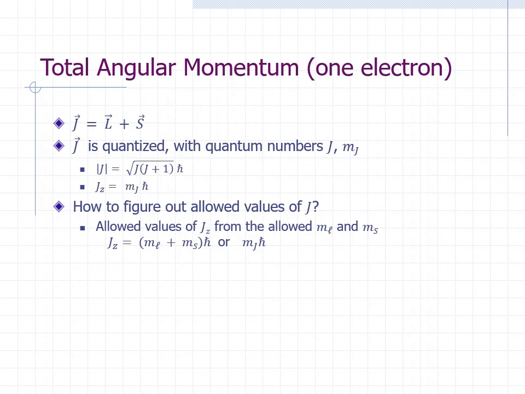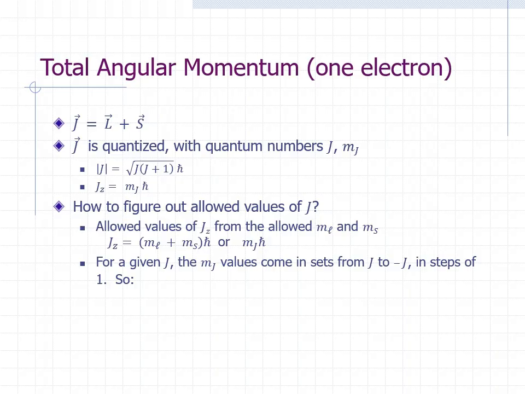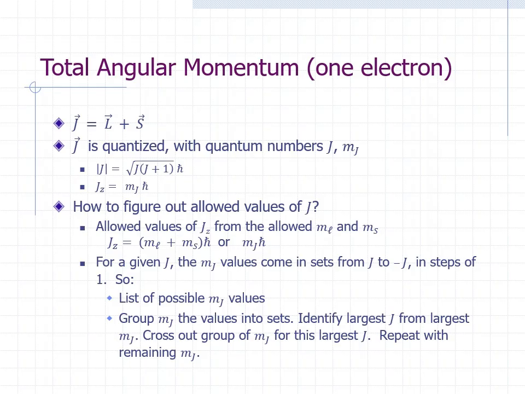Now, for any given value of J, the allowed values of M sub J form a set ranging from positive J down to negative J in steps of 1. So what we do is compile a list of allowed M sub J values. We identify the largest M sub J as the largest allowed J. This will then allow us to cross out a set of M sub J values that form a set for this largest allowed J. We repeat the process with the remaining M sub J values.